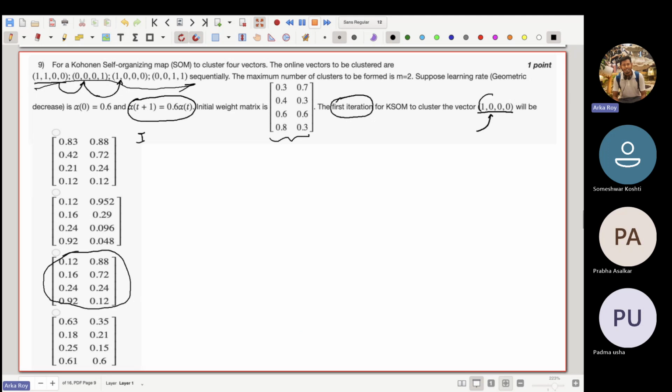Directly do not feed this particular data because, as per the sequence given, it is at the third location. So first you have to feed this, then this, then this. And sequentially at each iteration, you have to update the weight values as well.